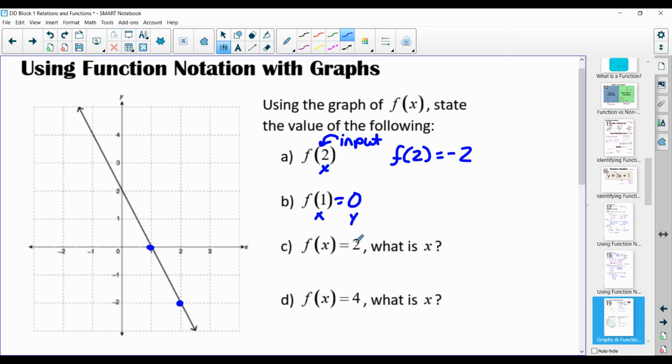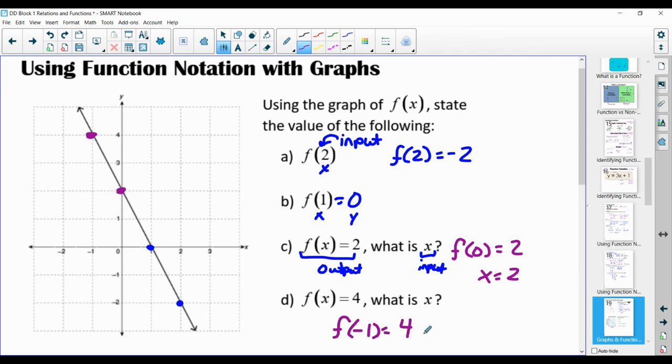So then we're told f of x equals 2. Well, this is our output. So if we have an output of 2, we're looking for x, which is our input. So this time we have an output of 2, so that means a y value of 2. Our input is 0. So that means x is 0. For the last one here, it says f of x is 4. What is x? Well, this is an output, and an output of 4 has an input of negative 1. So f of negative 1 equals 4. So x equals negative 1.